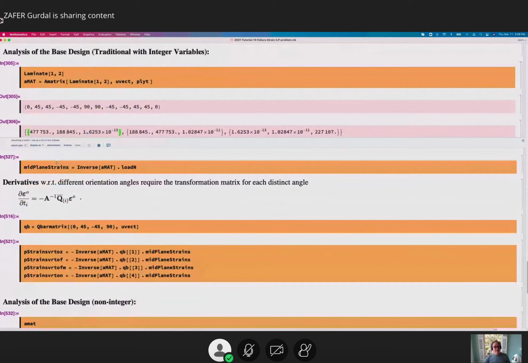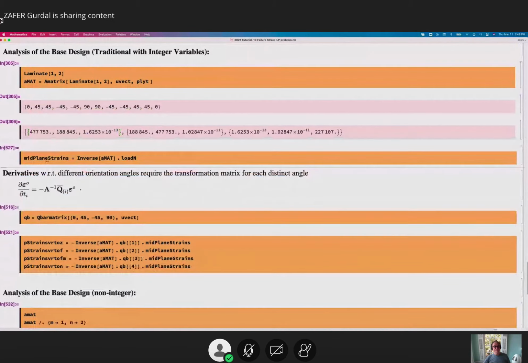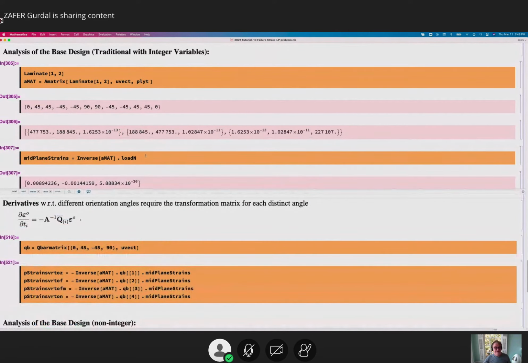And if I want the midplane strains from this, I inverse the A matrix, dotted with the loads, I get the midplane strains. These are my midplane strains, which are 0.0089, minus 0.0014, and then 0. This is practically 0.